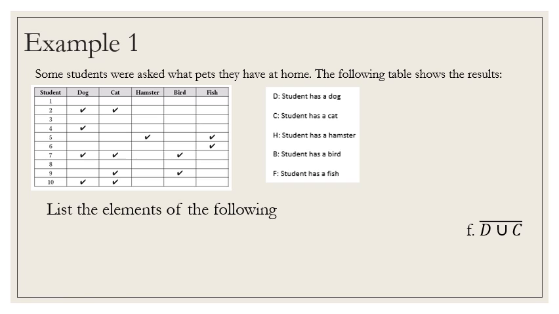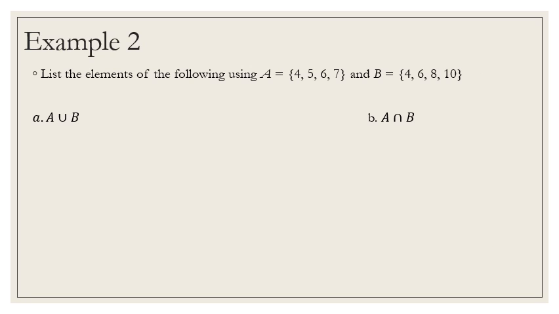All right, finally, we're going to do not dog or cat. So this time it's either a dog or a cat. So it's everyone with a dog, everyone with a cat, and they're all excluded because we're doing not. So not 10, not 9, not 7, not 4, not 2. Okay? So what's left? 1, 3, 5, 6, and 8. Okay, so hopefully that makes sense. Now let's go on to the next example.